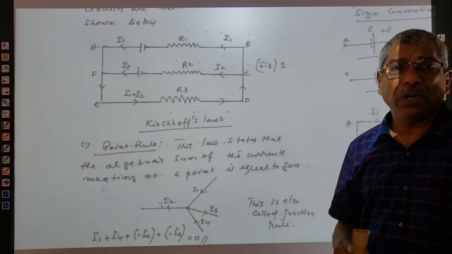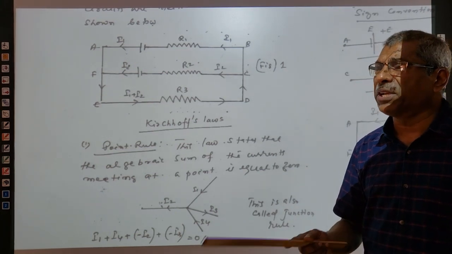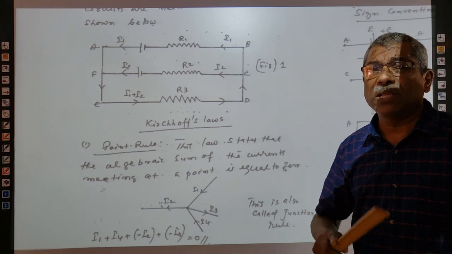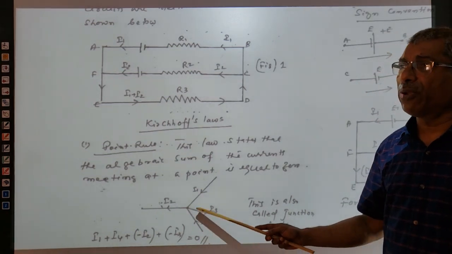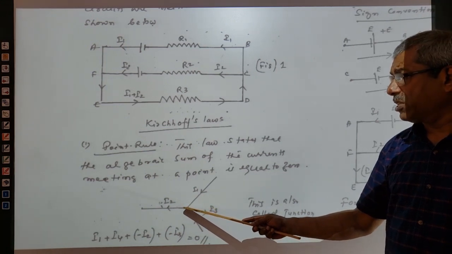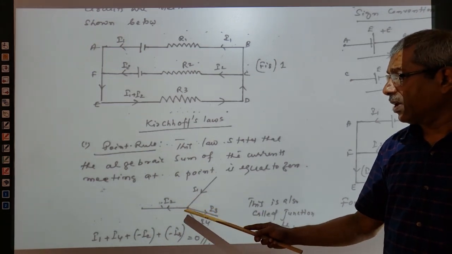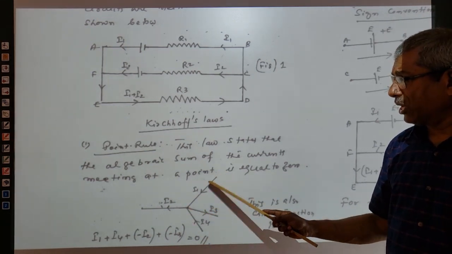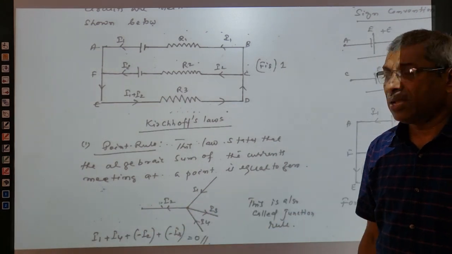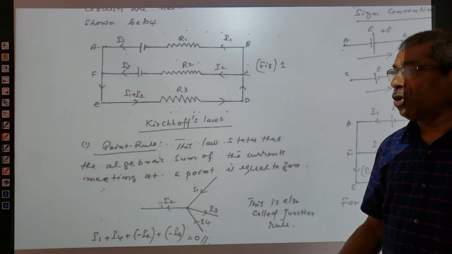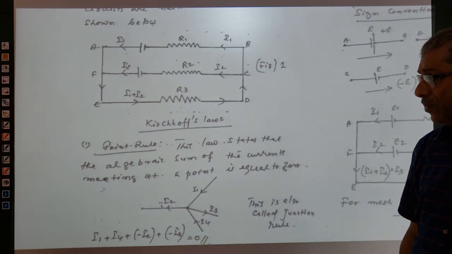According to the point rule, when several currents are meeting at a point, the algebraic sum of the currents meeting at a point is equal to 0. The figure illustrates that. This is a particular point where several currents are meeting. This current is coming, this current is going, this current is coming, this current is going. So at this point, so many currents are acting.